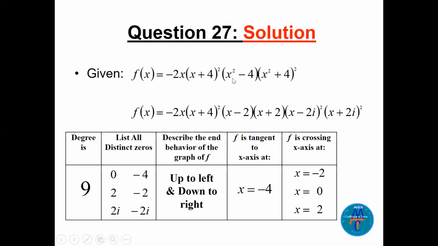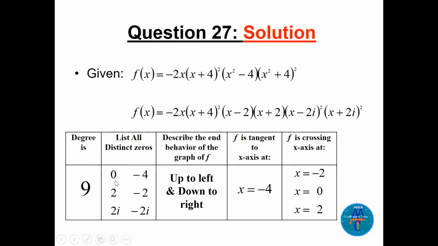See, this one already factored, x squared minus 4, we can say x minus 2, x plus 2, and this one is complex, you know. See the complex, we don't take it in the real numbers, but we can write it there, or you can leave it x squared plus 4 all squared. So what is the degree? 9. See, there is 1 here, and there is 2, 3, 4, 5, 6, 7, 8, 9. So the degree is 9.